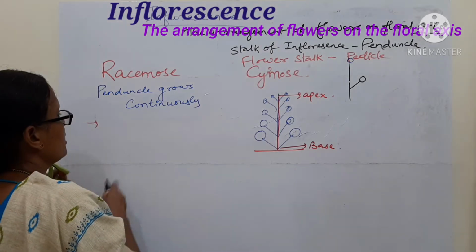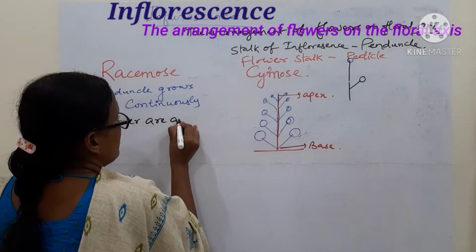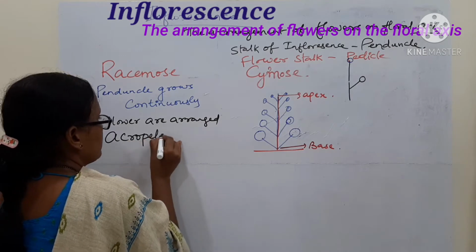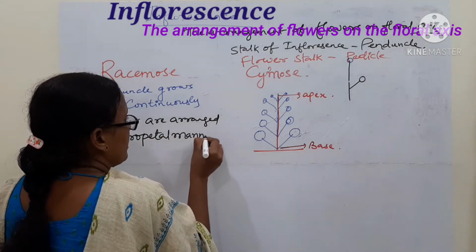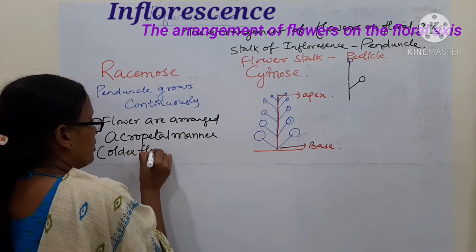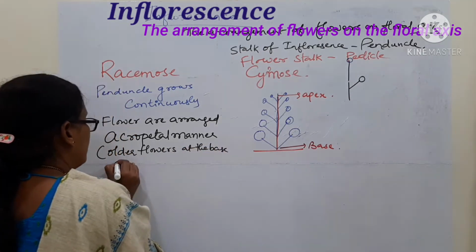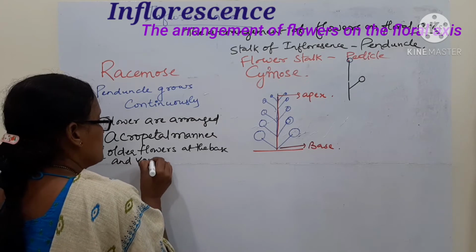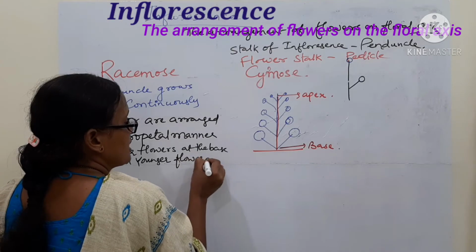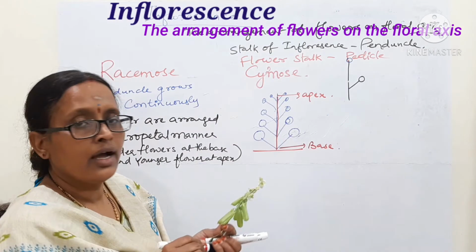So how are the flowers arranged? Flowers are arranged in an acropetal manner. What is that? Older flowers at the base, and younger flowers at the apex.